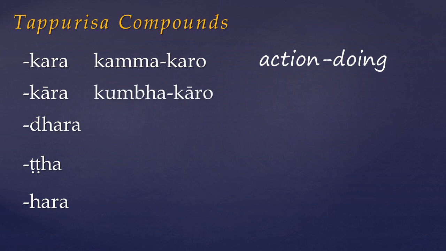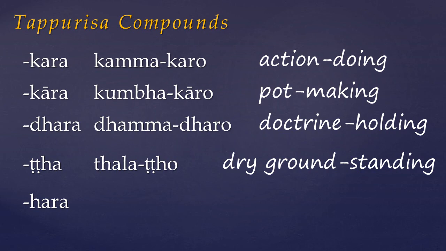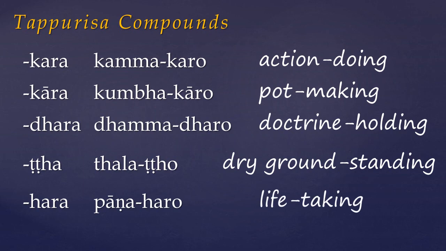Similarly, from the causative form of ka, we have making, as in pot making or a potter. And from the root dha, as in dhammadharo, we have doctrine holding or a memorizer of the doctrine. And thalatthо, we have dry ground standing or standing on dry ground. Finally, panaharo is life-taking, or taking away life. And that will shorten the next lesson.